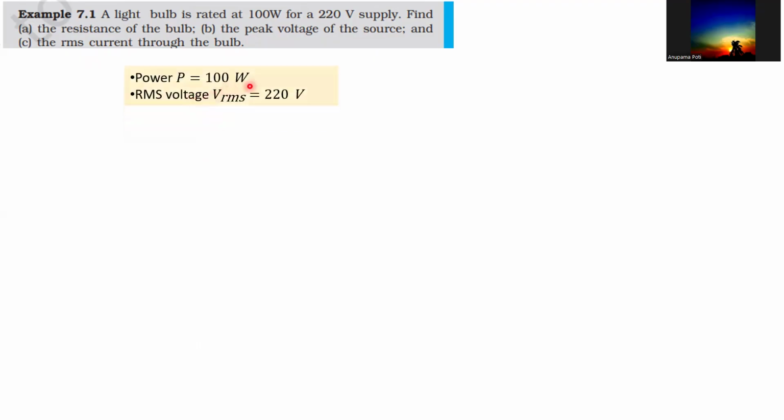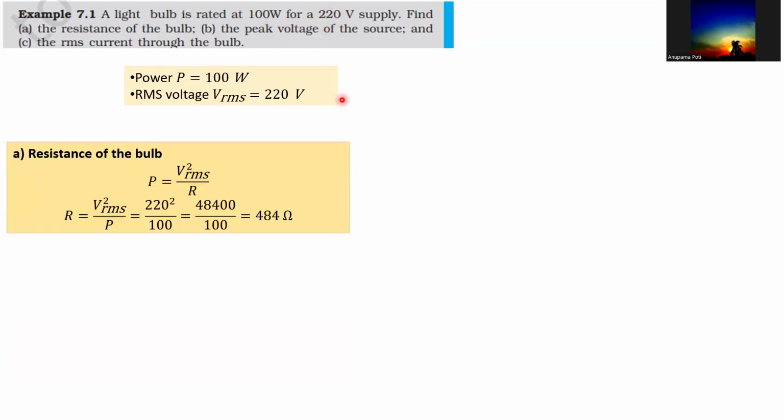Power is given as 100 watt. RMS value of voltage is given as 220. Whenever it is given power 100 watt and 220 volt, this is understood to be VRMS. Even though not mentioned in the question, you have to understand that VRMS is given. Okay. First point, resistance of the bulb.